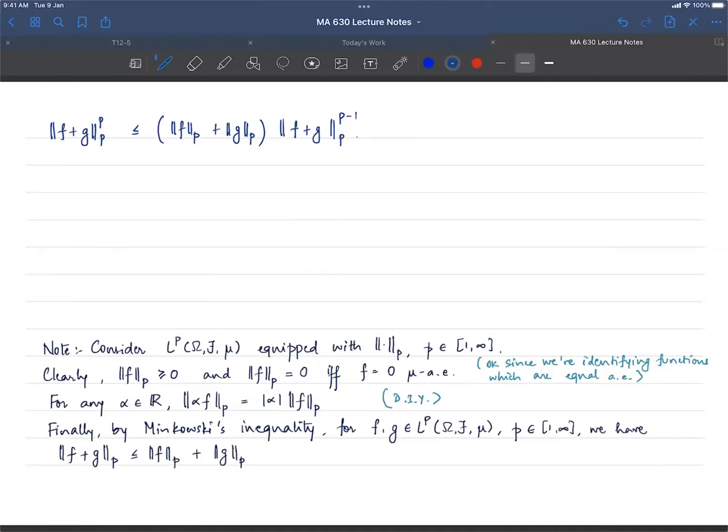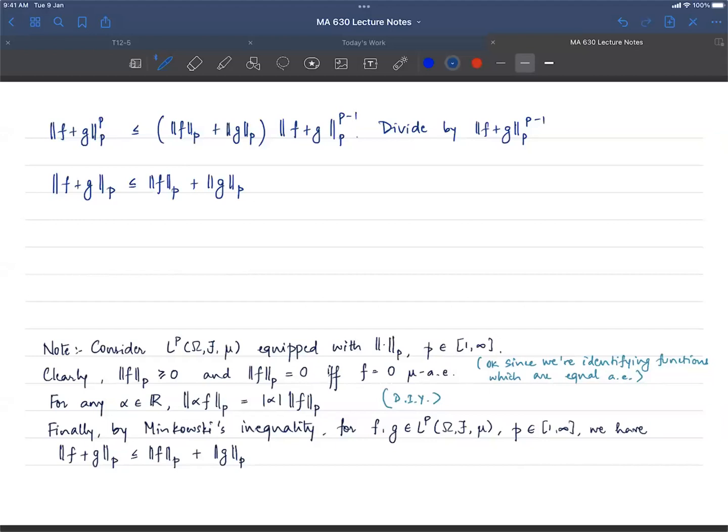Okay, so now you know what you should do. You should just divide by norm F plus G to the P minus 1. On the left side, you have that quantity to the pth power and dividing by that quantity to the P minus first power. So I will get norm F plus G in LP less than or equal to norm F in LP plus norm G in LP. Okay, any questions with this?